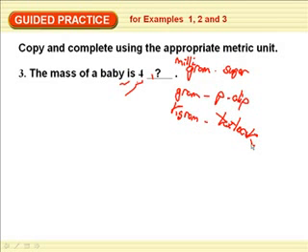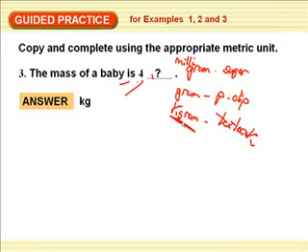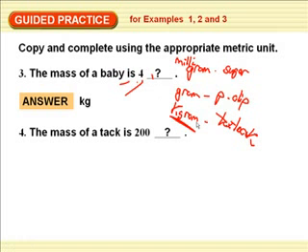Okay, so what does a baby weigh? 4 little things of sugar, 4 paper clips, or 4 textbooks. I'm going to have to go with textbooks on that one. Kilograms, yep, kilogram for textbooks, because that'd be a pretty small baby if it was any of the others.